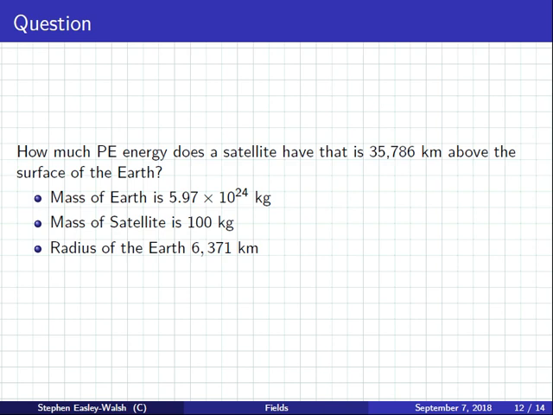Say again? 100 kilogram satellite, yeah. Why, you think this is too small? Small satellite. It's like 10 kg. Yeah. I don't actually know how big satellites are. I just said it was 100.